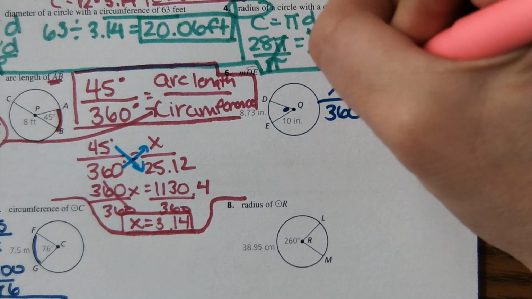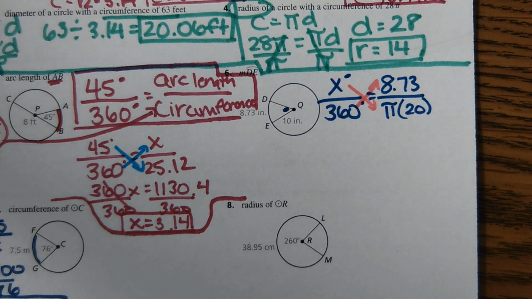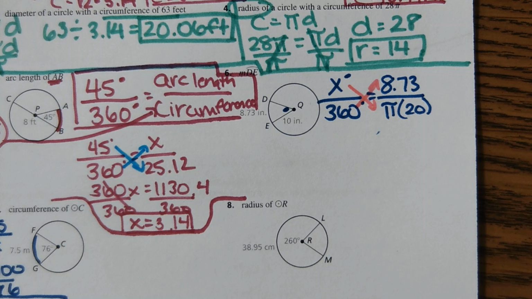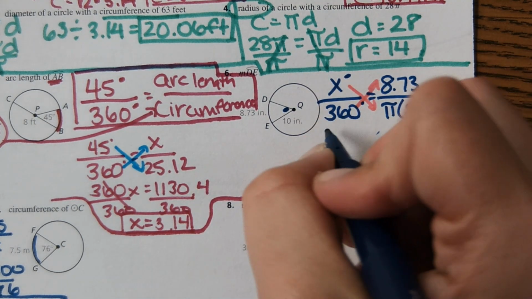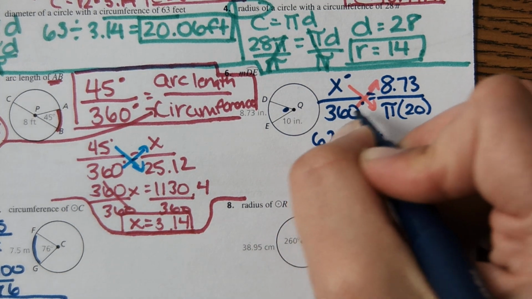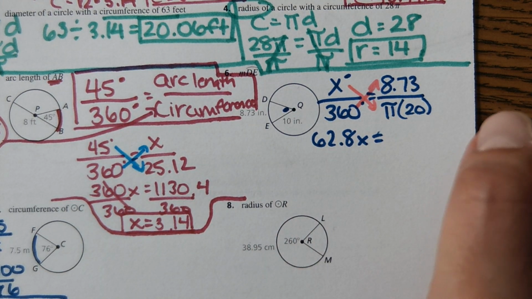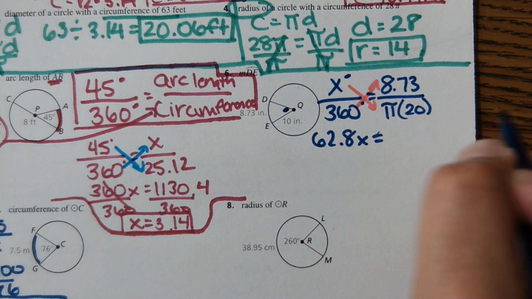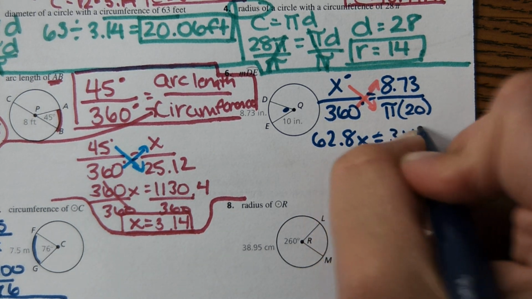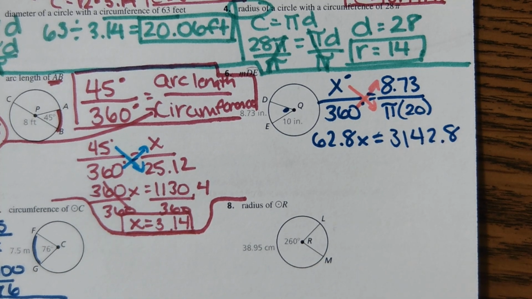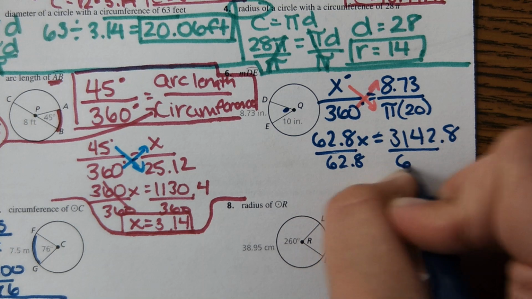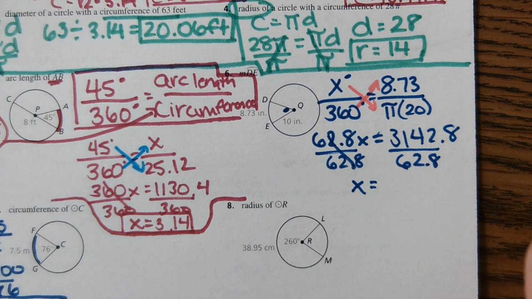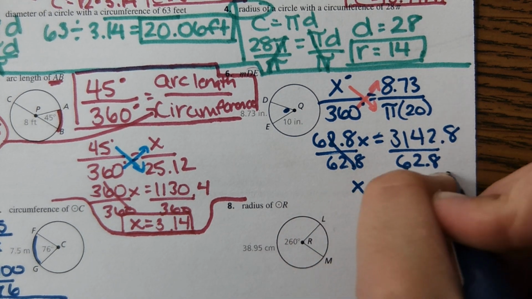And then cross multiply to solve. So 20 times 3.14, 62.8 equals 360 times that, which is, I don't know, 3142.8. Divided by 62.8, and x equals 50.02 degrees.